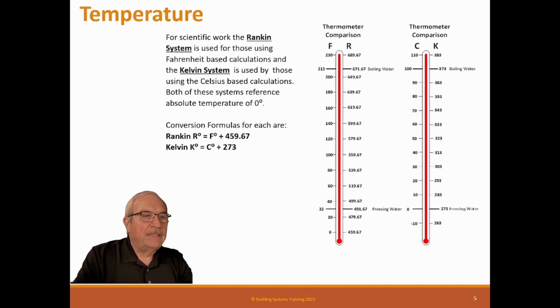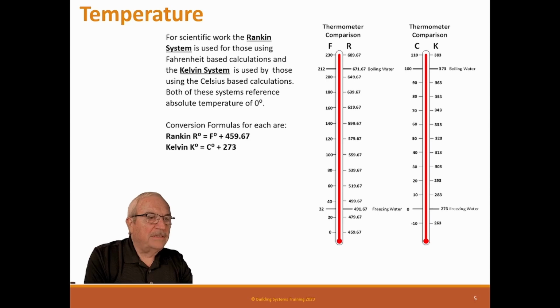Now, there are scientific temperature scales, which are the Rankine system and the Kelvin system. These are systems used for scientific work where they reference absolute zero. When we reference freezing, that's not absolute zero. That's just the temperature at which water converts to ice. Absolute temperature is much, much lower than that. The Fahrenheit scale uses the Rankine, and the Celsius scale uses the Kelvin.